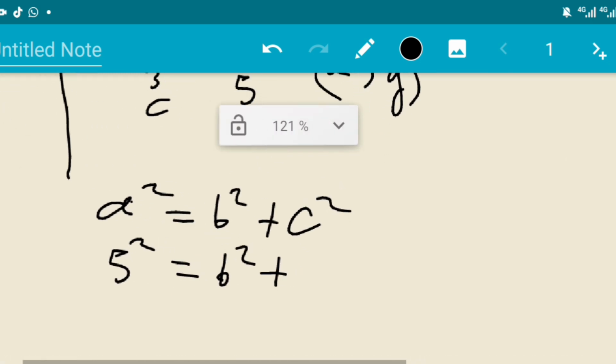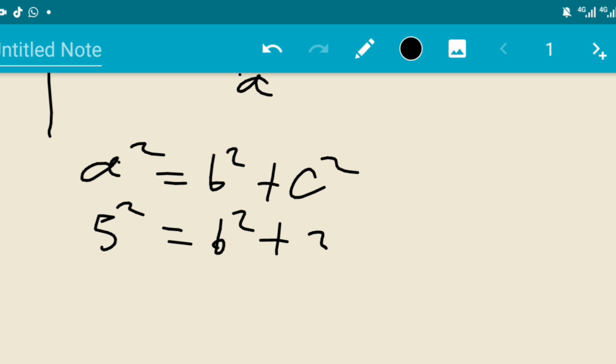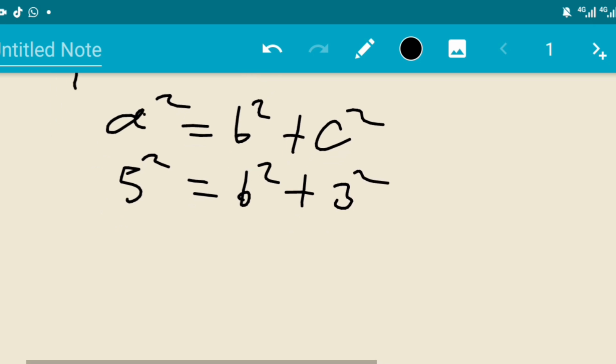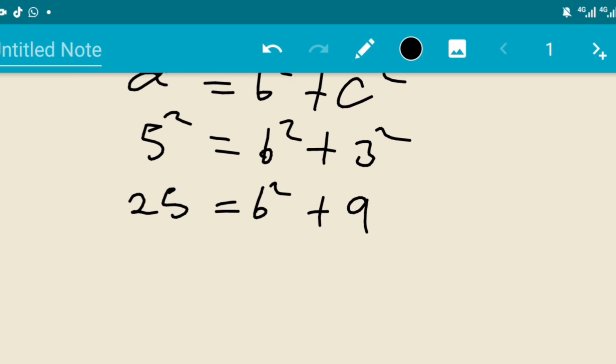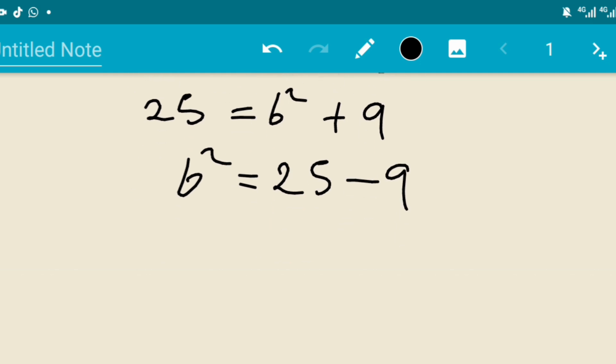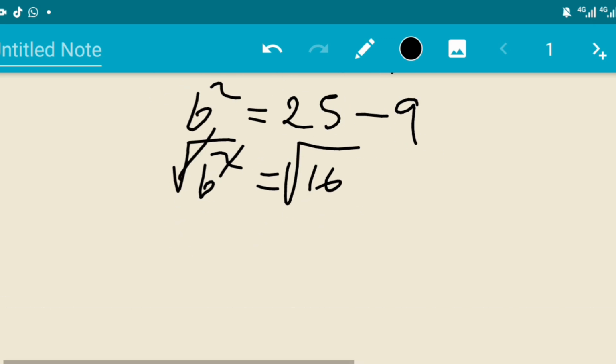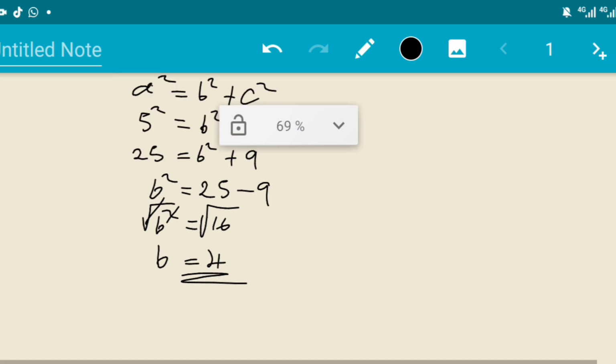Okay, we always get the positives. 3 squared, so this would be 25, which should be equal to B squared plus 3 squared, which is 9. Then when we solve for B, B squared is equal to 25. The 9 goes to the other side and becomes negative. 25 minus 9 is 16, so B squared is equal to 16. We cancel out and have the root of 16, which is 4. And it even makes sense if you think about it.